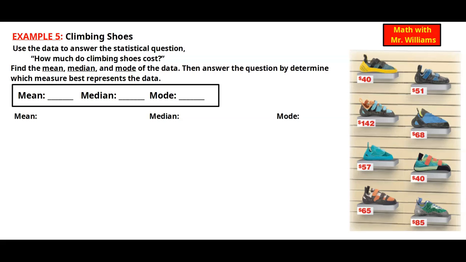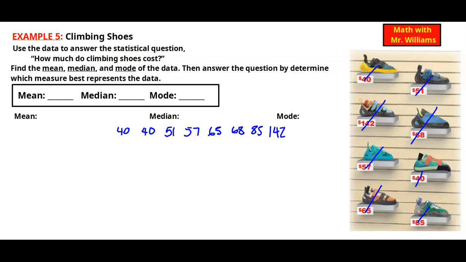All right, since we're looking for the mean, median, and mode, I like to start with the median because that forces me to put the numbers in order from least to greatest. So let's look at our climbing shoes, and we see that the smallest number is 40. Then we have another 40, and then a 51, followed by 57. Then we have a 65, a 68, an 85, and finally 142. So I see there are 8 values, so I need to find the one in the middle.